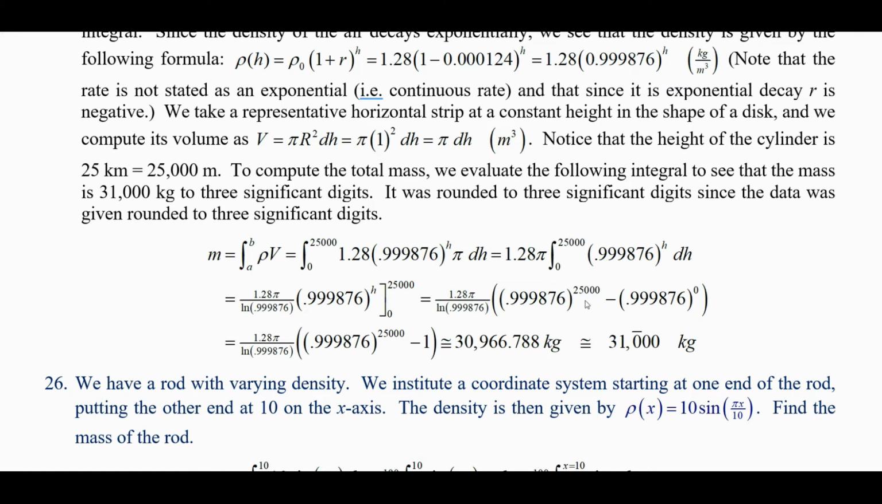When you put in the 0, that becomes 1, and then that is some number there. Okay, so there it is, which is approximately this to the limits of my calculator, or approximately 31,000 kilograms, and that's to the nearest 100 kilograms, rounded off to 3 significant digits.